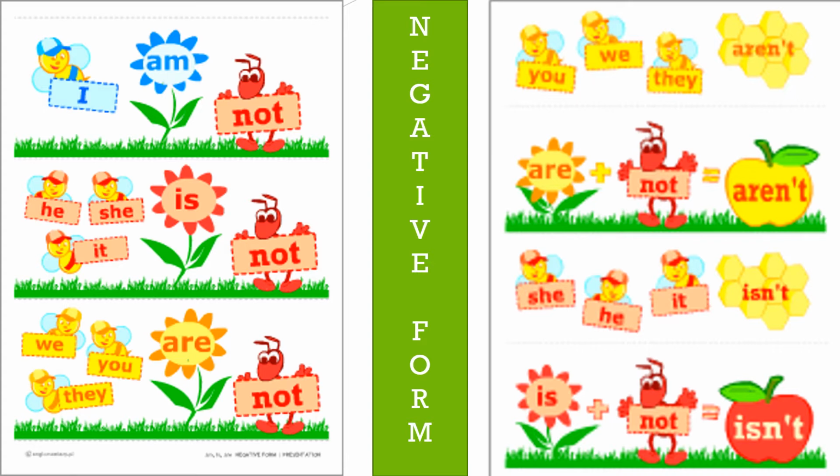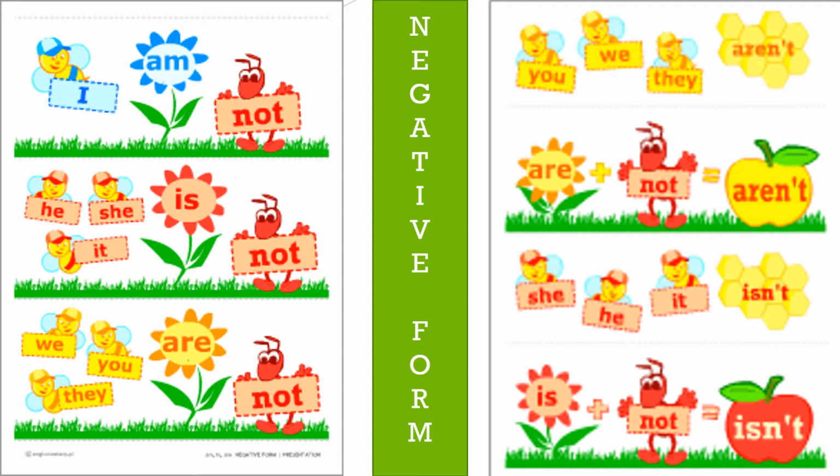Negative form. I am not. So not is what tells you that this sentence is negative. I am not hungry. I am not cold. When you speak of yourself and you use the word I, you always use am. You don't use is or are. You can't say I is hungry or I is not hungry. It does not sound right. So you always use am when you speak of yourself. I am not hungry.